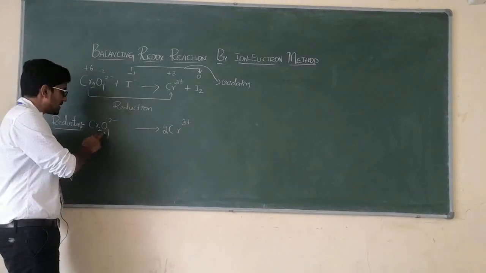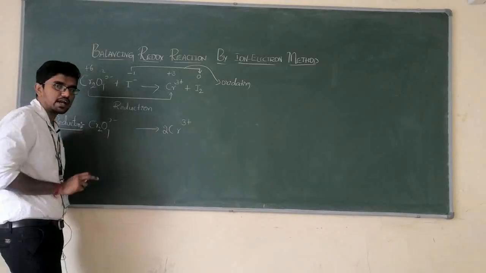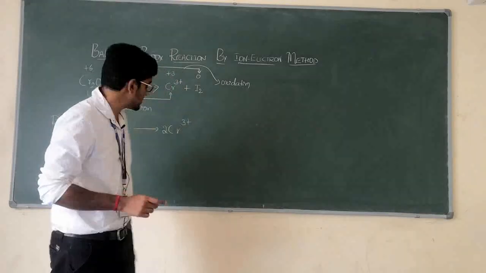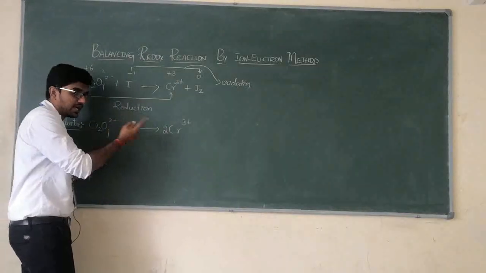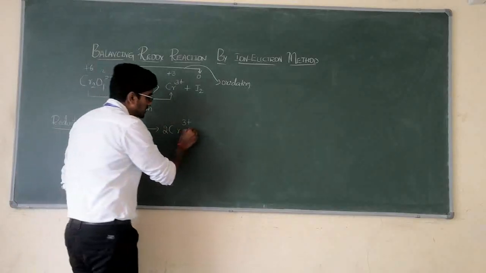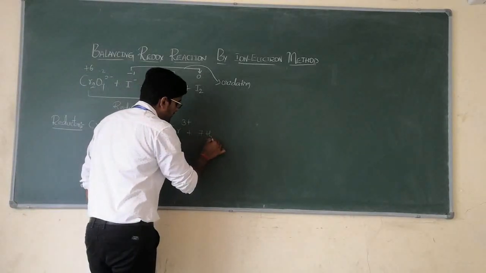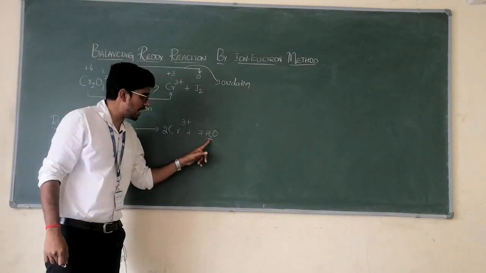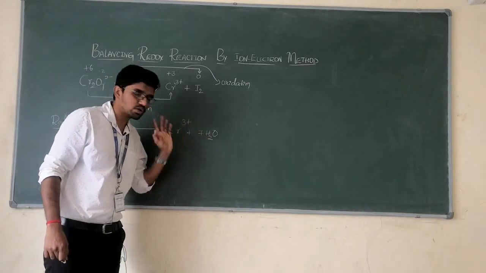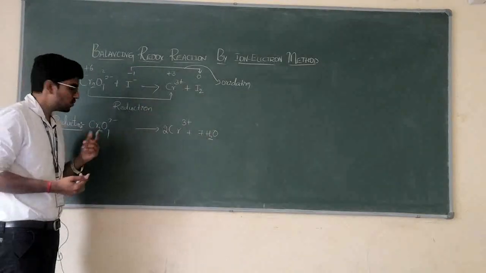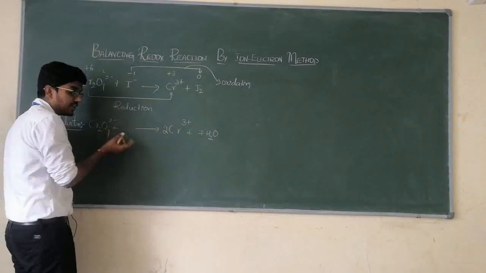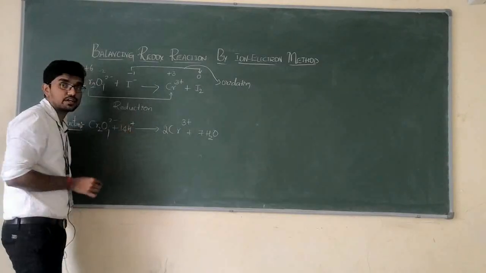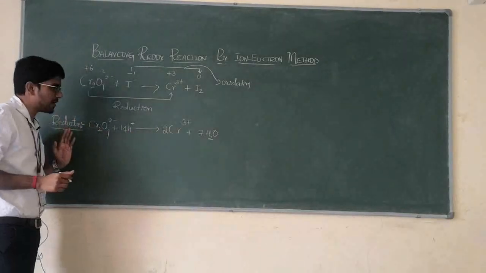Next let us balance oxygen. We balance oxygen by adding the required number of water molecules to the deficient side. There are 7 oxygens on the left and none on the right, so let us add 7 water molecules to the side deficient in oxygen. Now oxygen is balanced, but there is hydrogen, 7 times 2 is 14 hydrogens. To balance hydrogen atoms, we add the required number of H+ ions on the deficient side. So we add 14 H+ on the deficient side. Now everything is balanced.